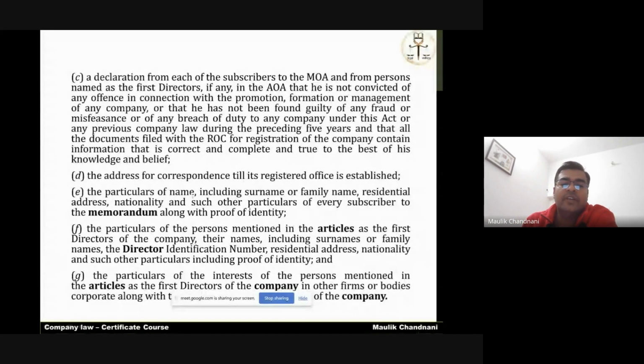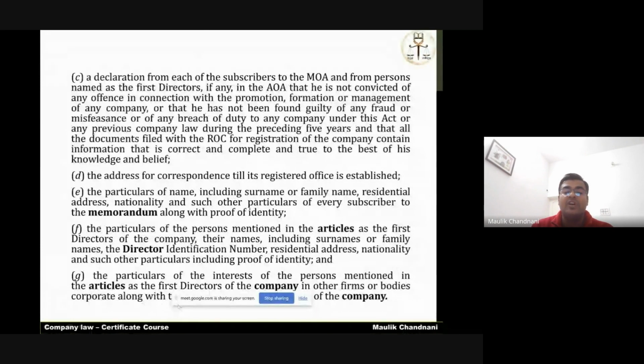Apart from it, you need to give the names, surnames, and family names of each of the subscribers to the memorandum, including their proof of identity, in which the PAN card and the Aadhaar card are mandatory. You need to give the details of all those initial memorandum subscribers. You need to mention the directors' details: their names, surnames, their DIN number, which is mandatory to become a director, their address, and their nationality. We'll be discussing how the DIN will be taken at a later stage, don't worry.